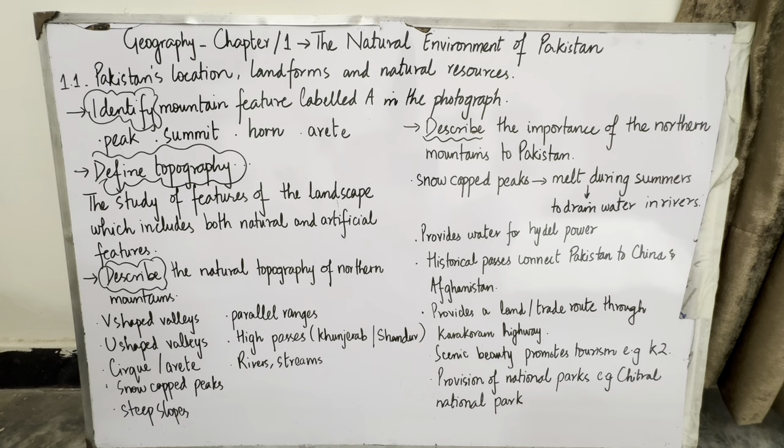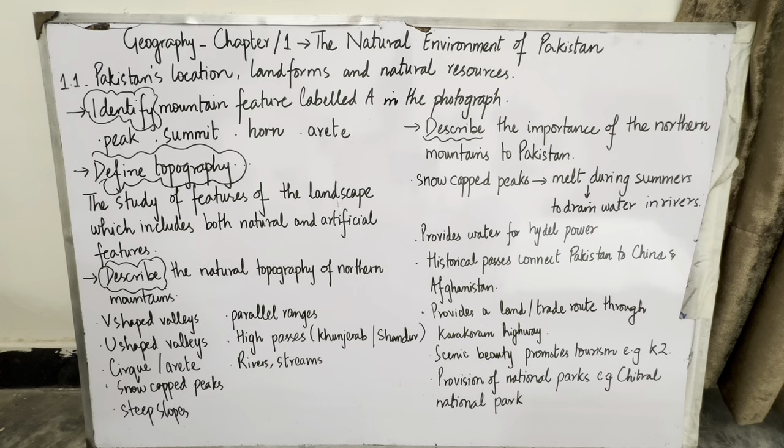In the first command you were only asked to identify, then you were asked to define, now you are asked to describe. So describe requires descriptive sentences. It does not require any of your explanation, but you only have to write it in a sentence. What is the natural topography of northern mountains? Like here we have just specified that there are V-shaped valleys, U-shaped valleys, arete, snow-capped peaks, steep slopes, parallel ranges. There are high passes like Khunjerab, Shandur, Lowari, as well as there are rivers and streams. So it describes and it depicts the natural topography of northern mountains.